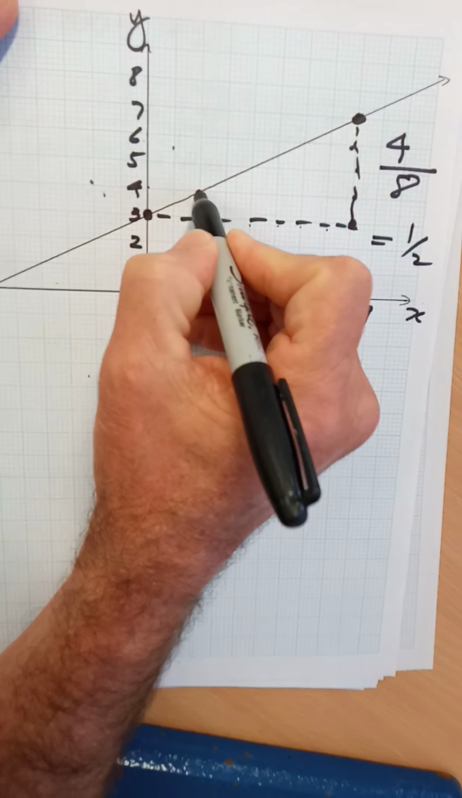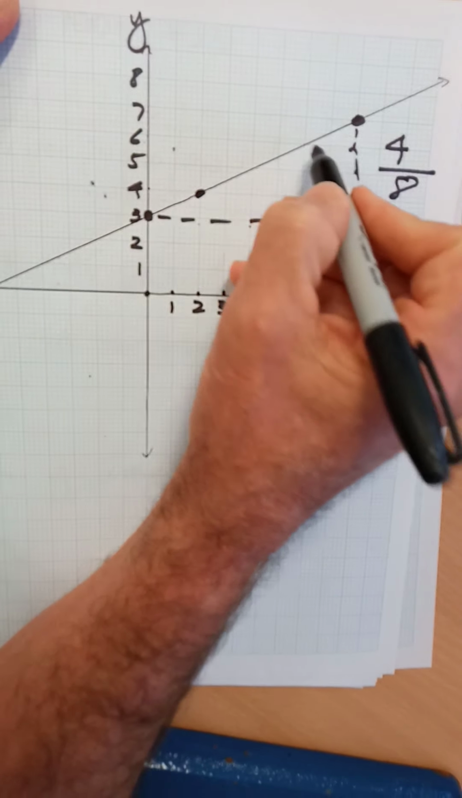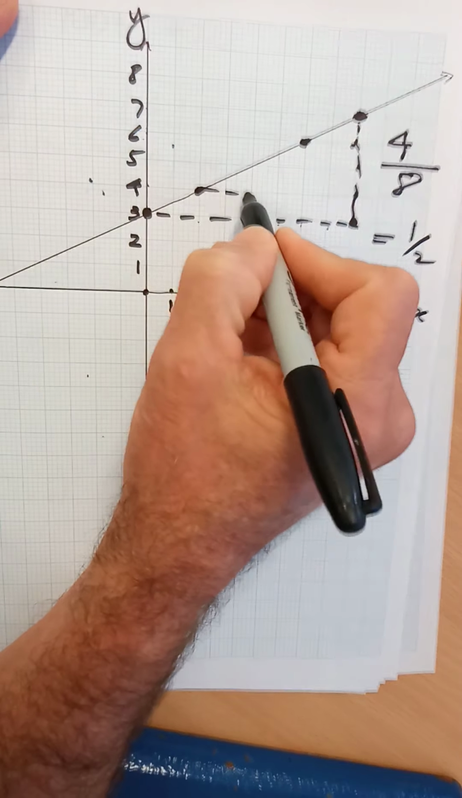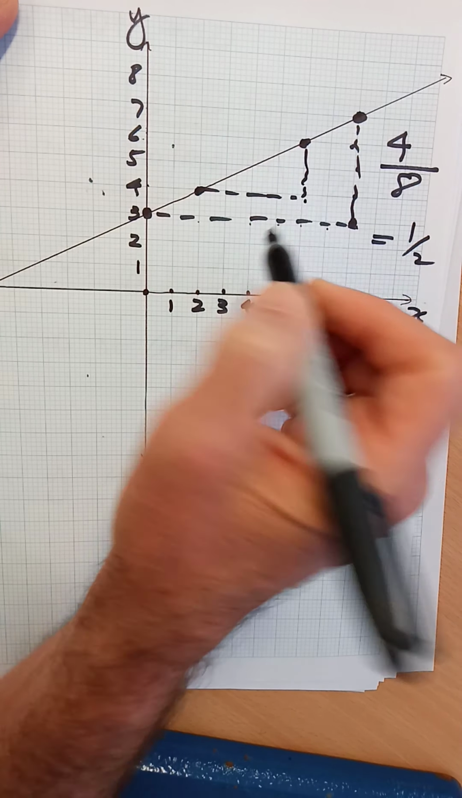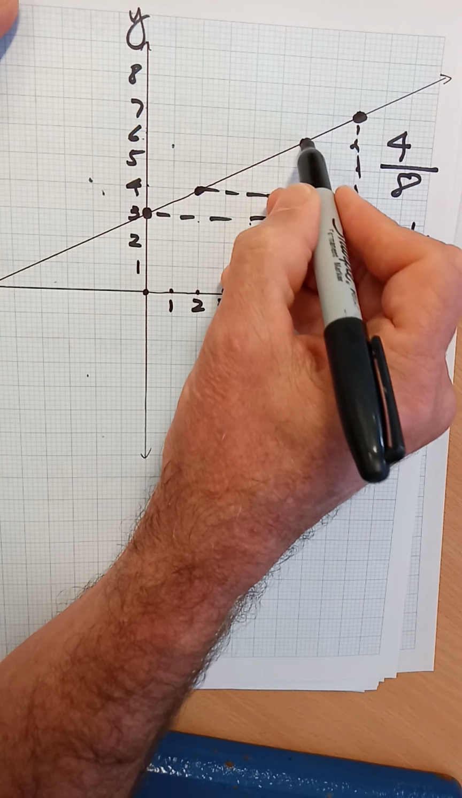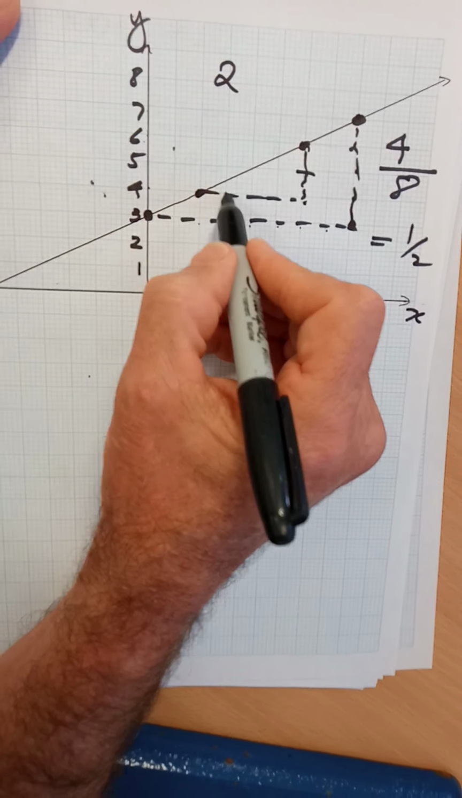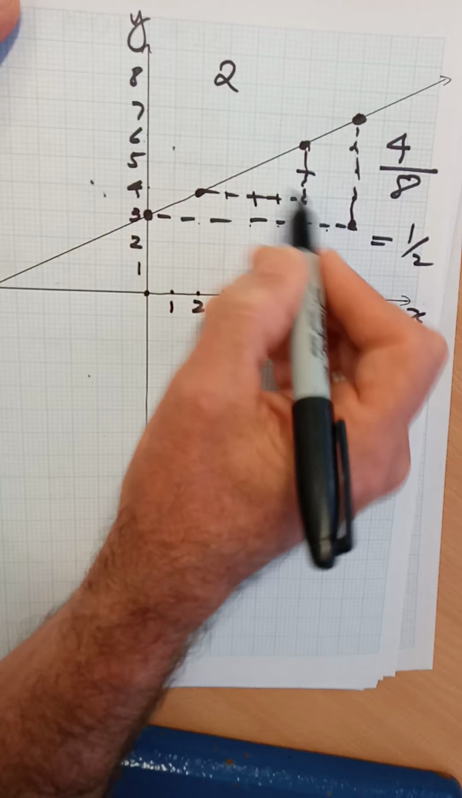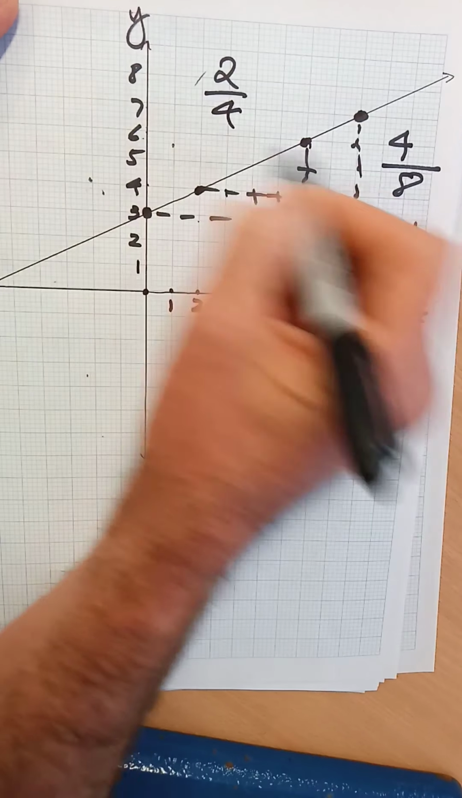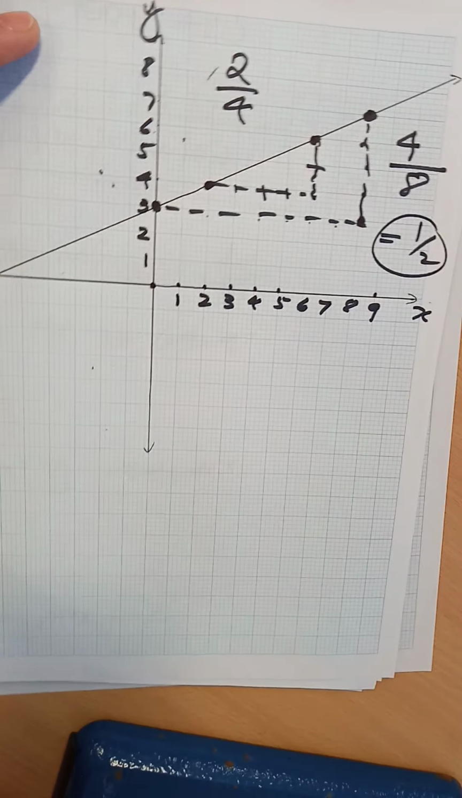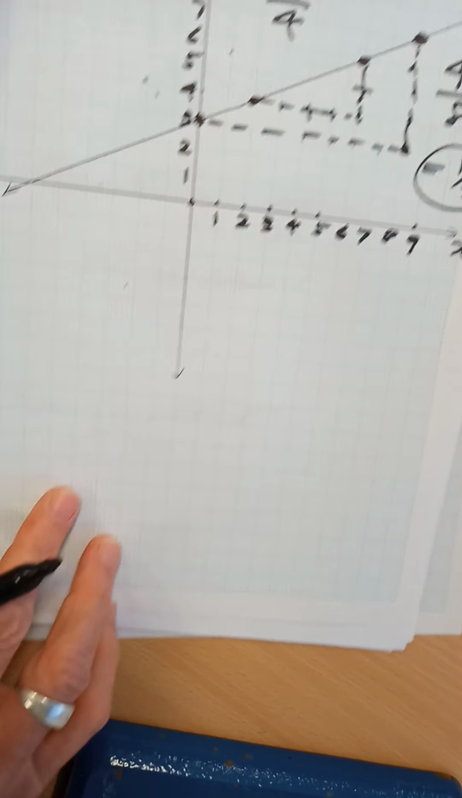If I pick 2 other points on the graph, I'll get the same gradient. So there's 2 points there. Look here. The change in y values is 2. The change in x values is 4. 2 over 4 is the same as 4 over 8, 1/2. So my gradient is a half.